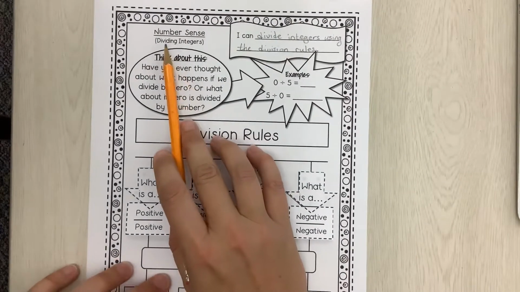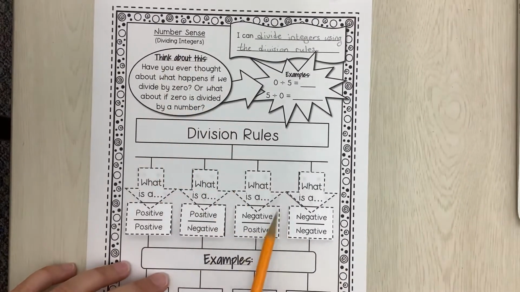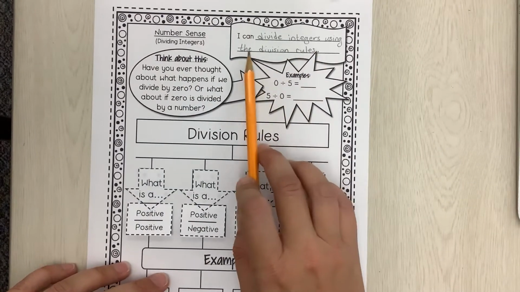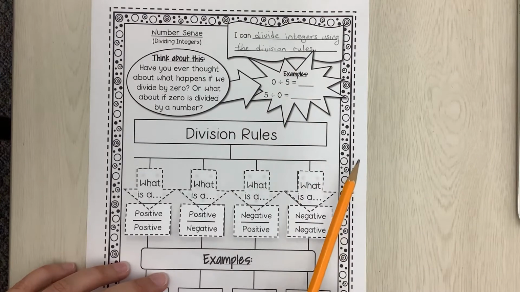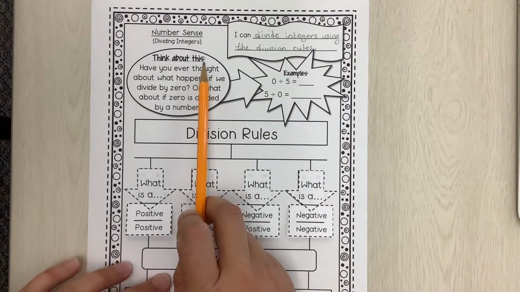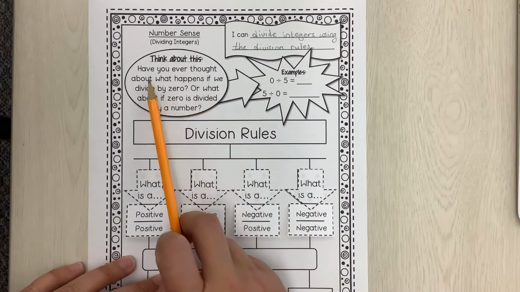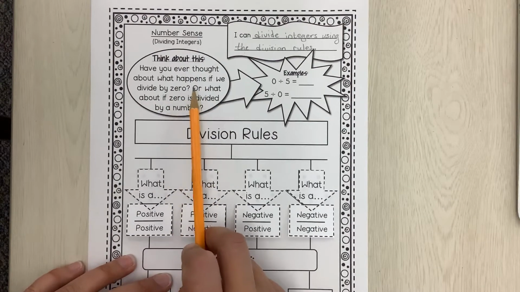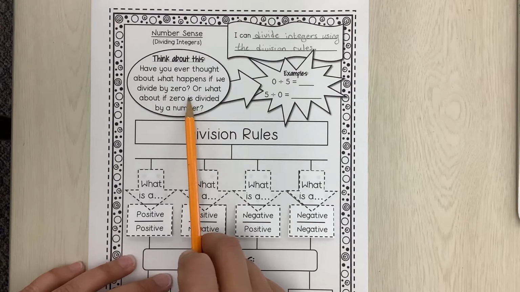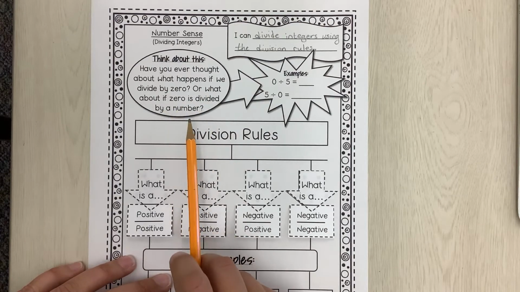Today we're going to talk about dividing integers. I can divide integers using the division rules, so don't forget to put this into your table of contents. Think about this. Have you ever thought about what happens if we divide by 0? Or what about if 0 is divided by a number?